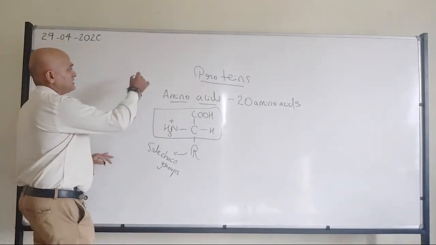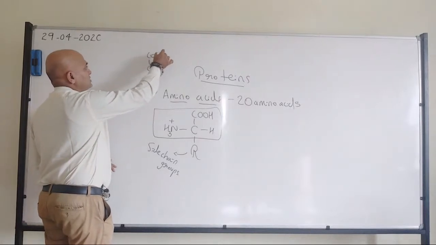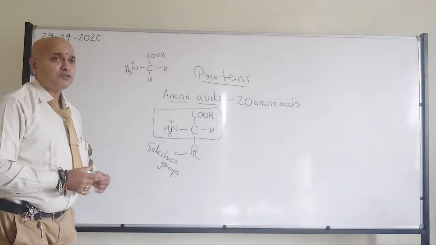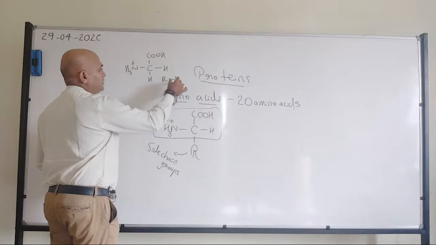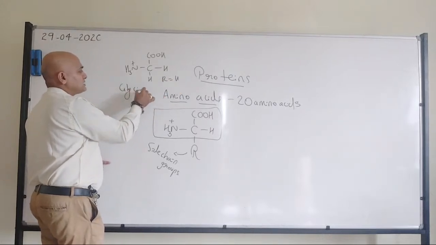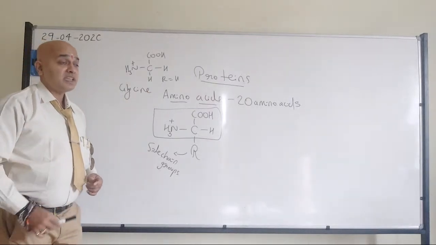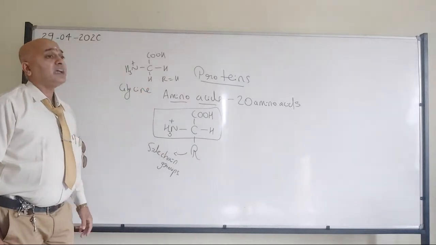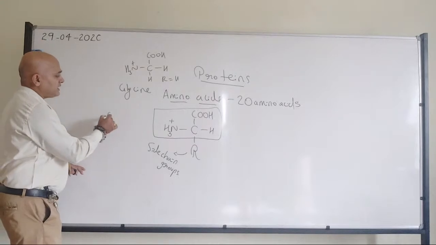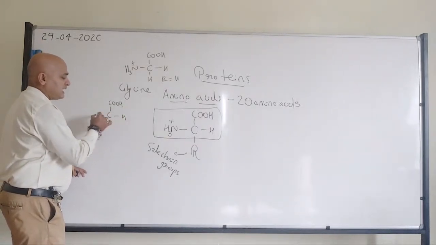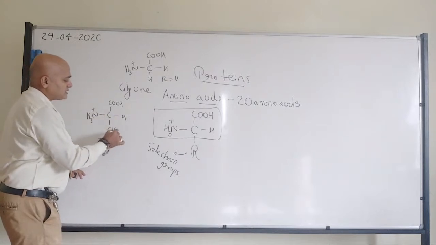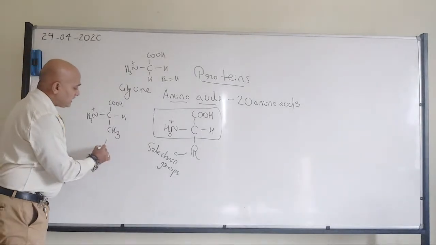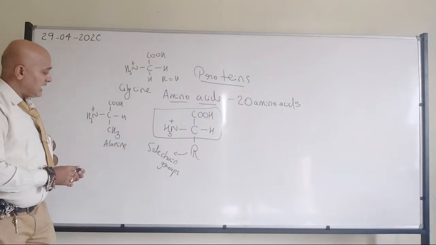Say, for example, a simple amino acid I will take: COOH, NH3 plus, hydrogen, hydrogen. R will be equal to hydrogen in this case. That means I am talking about glycine, one of the smallest amino acids among the 20, where R is nothing but hydrogen. Remember the glycine structure. If R is CH3, a methyl group, then it will be considered as alanine.